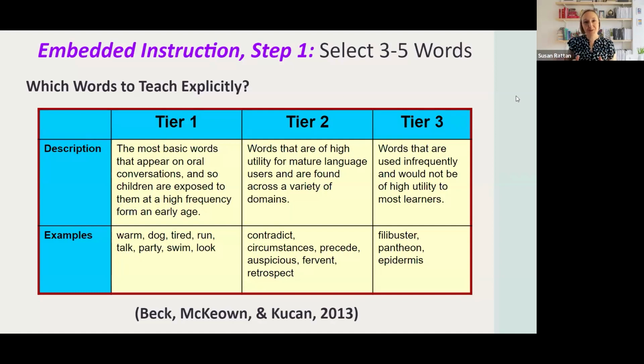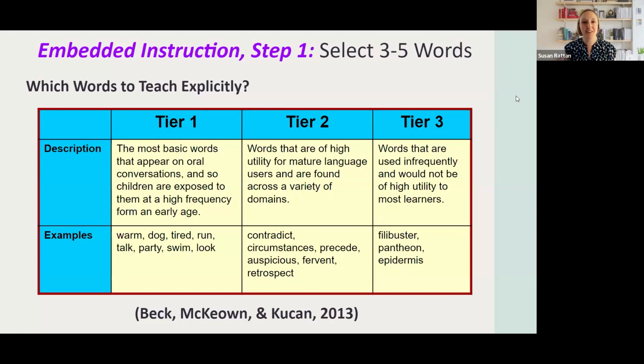And then we have tier 2 words that go right in the middle of those 2 extremes, where they're words that students could get a lot of use out of. They're more advanced labels for concepts that students already understand. So you're not really teaching a new concept, you're teaching a new word that describes a concept that they already know. And so some examples of these kinds of words would be contradict, proceed, retrospect.